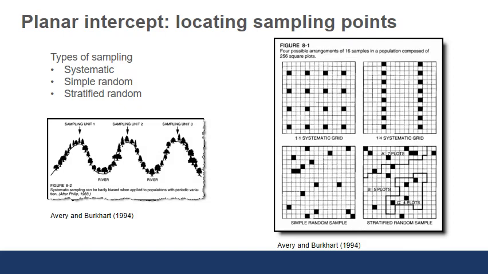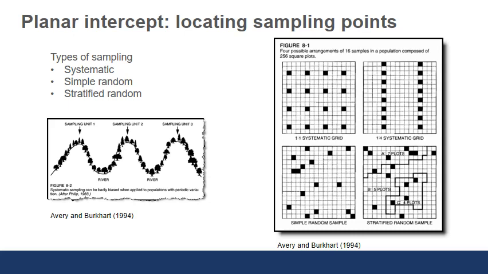Many different sampling protocols can be used to locate the sampling points. The most common methods include systematic sampling, simple random sampling, and stratified random sampling. To conduct systematic sampling, you start by randomly selecting the first point on the ground. Then you establish plots at a given uniform spacing throughout the area.